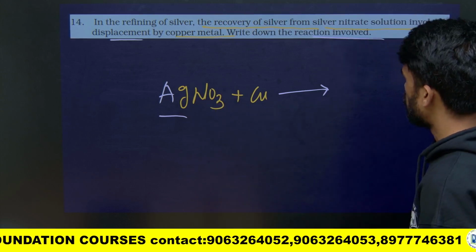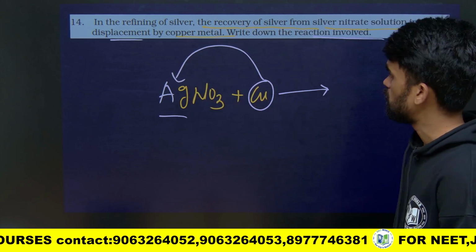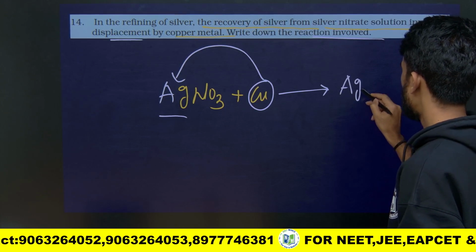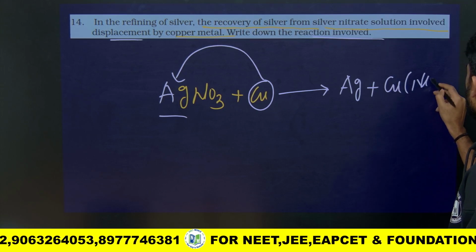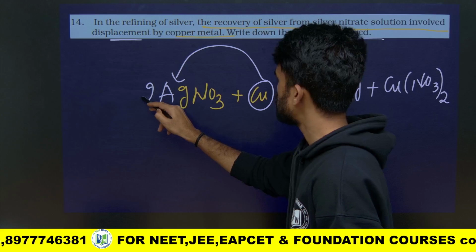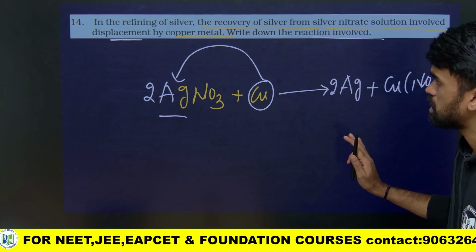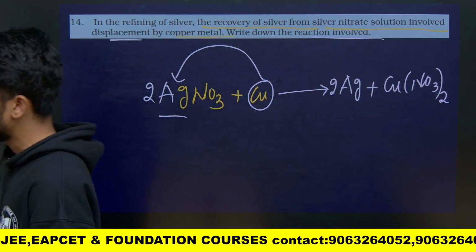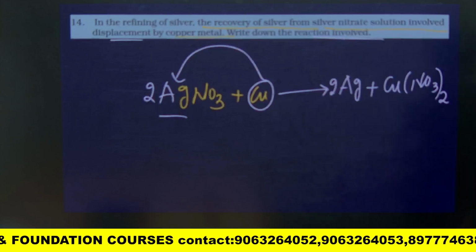Now this copper will displace silver from its solution and we will get Ag. Along with this, copper nitrate is obtained, copper nitrate, Cu(NO3)2. If it is taking NO3 twice, we can take this as 2 times and here also 2 times. I hope this is clear without any confusion, right? Everything is going well, right? Then we have a few more things to be discussed.